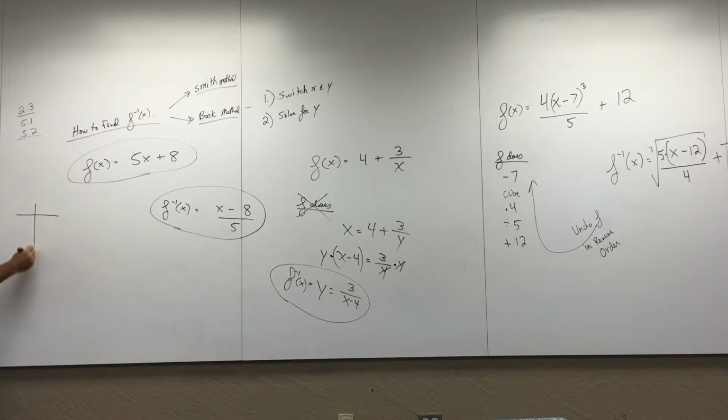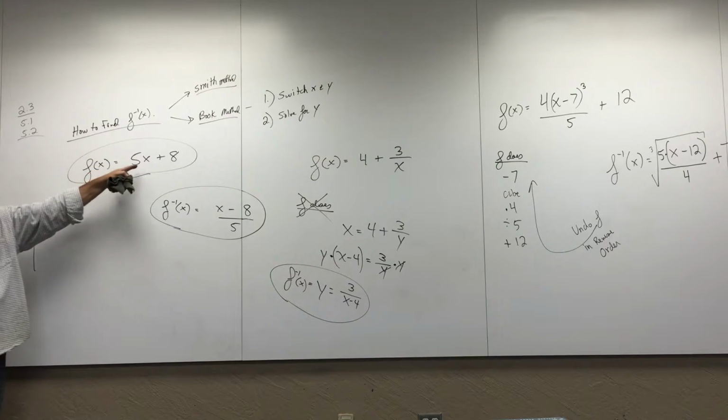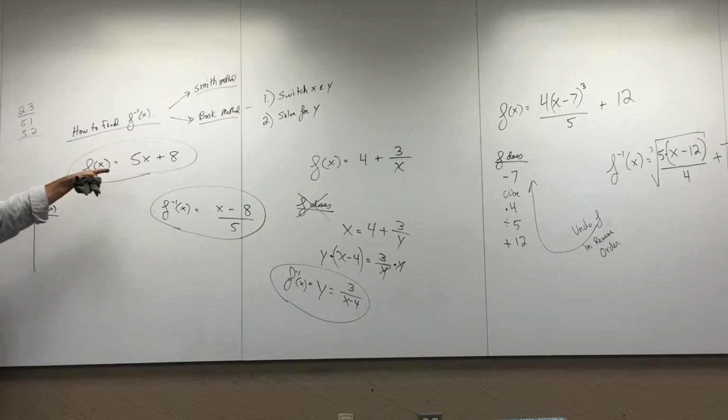For this function, if I made a little chart of points, I want to try a couple things. Plug in a -3. What do you get when you plug in a -3? I'm just talking about this function f here. It's pretty easy. Plug in a -3, you get -7. -15 plus 8, -7. Just x's and y's, right? Just x's and y's. Okay.